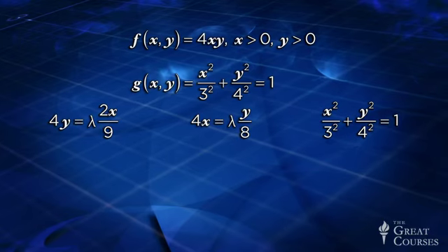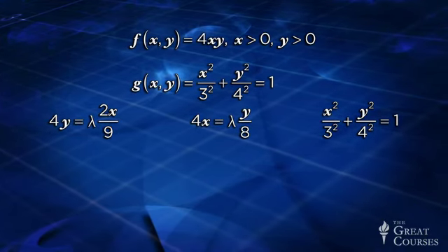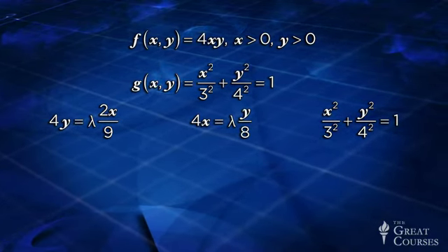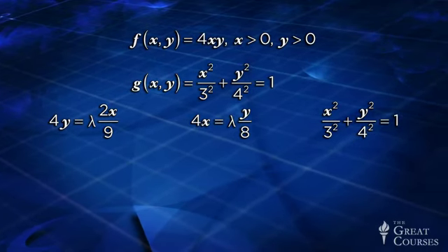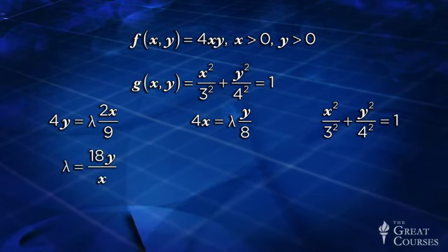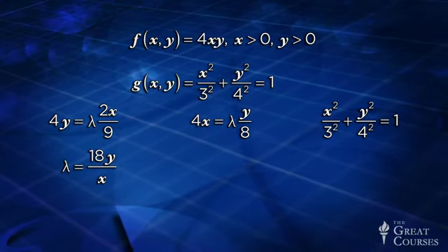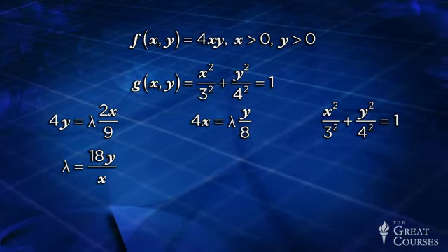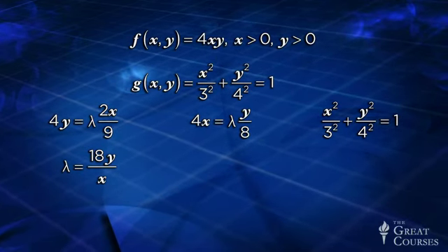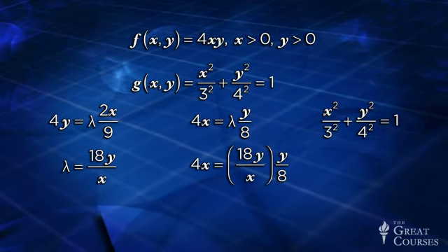The first equation was 4y equals lambda times 2x over 9, and we could solve for lambda in that equation and get lambda equals 18y over x. Now, we could take this value of lambda and plug it into the second equation. Lambda's 18y over x.